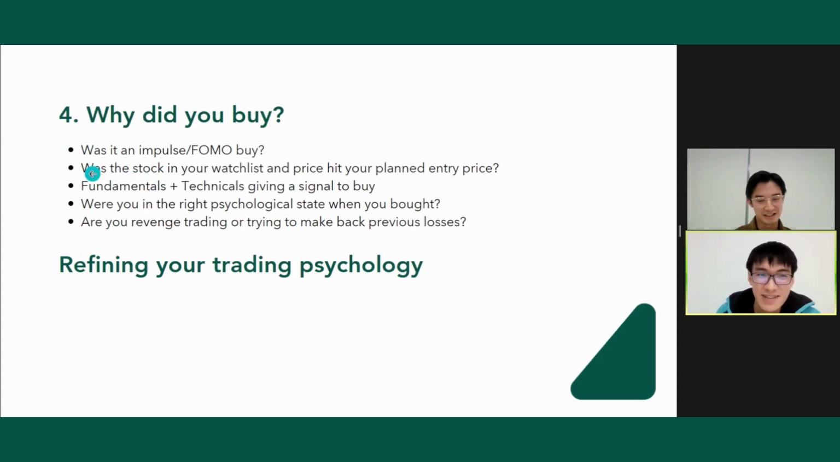So here, basically, we just have to ask ourselves, was the stock in our watch list? And did it hit our planned entry price based on our trade plan? And also, going back, did the fundamentals and technicals flash your buy signal? Right? So keep asking this question again and again, because that's really how the reflection process works. You have to circle back and keep asking yourselves the same question, so that you know if what you're doing was correct, right?